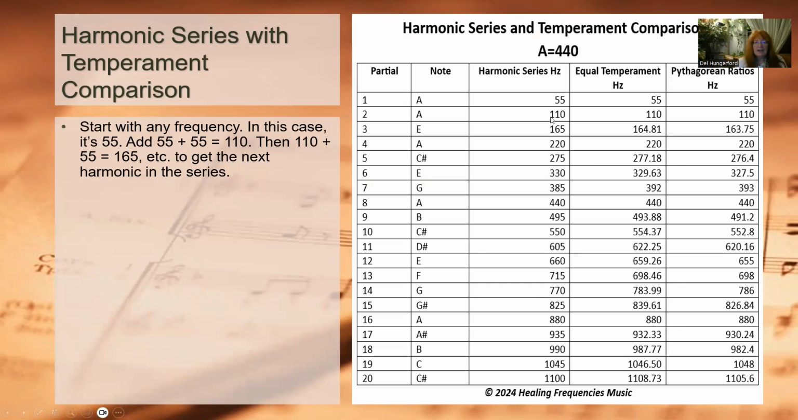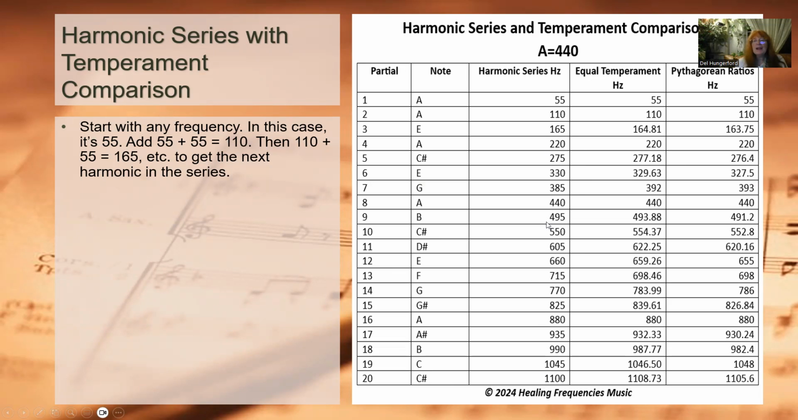Add another 55, you get 165. Add another 55, you get 220. Add another 55, you get 275. Add 55 again, you get 330. This over here is the partial number, and these are the specific notes. These are the specific frequencies.